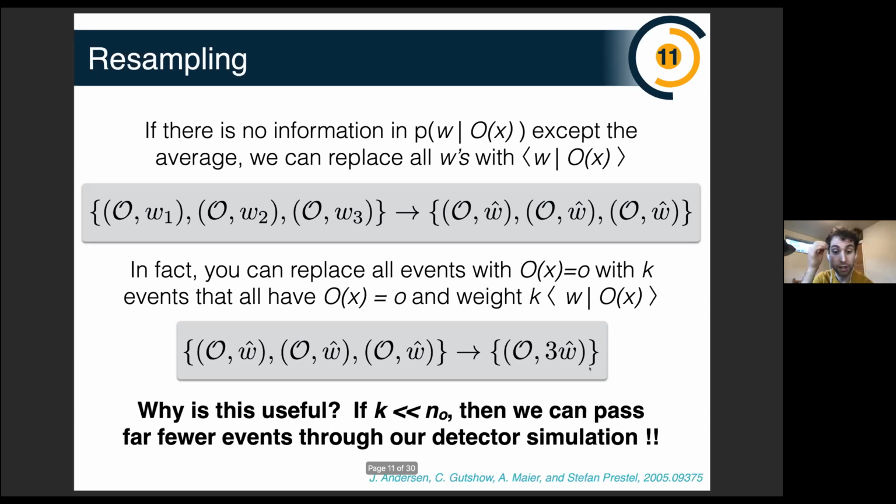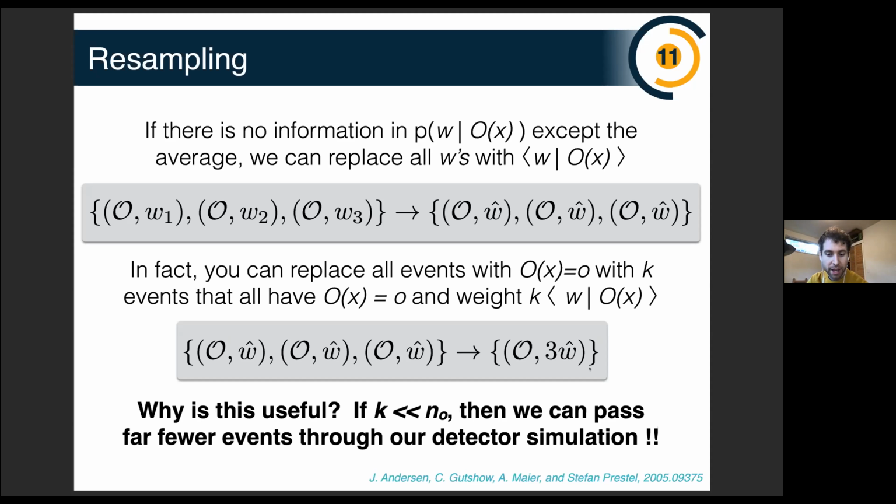Okay, and why is this useful? It doesn't actually save you at the event generator level, so you still need to generate the original events to do the reweighting. But this can be very helpful if k is much less than the number of events that you started with for the given value of the observable. You can pass far fewer events through the detector simulation. So that's where the gains can come from. In this case, you'd have a savings of a factor of 3. You would simulate only one event instead of simulating 3 events.